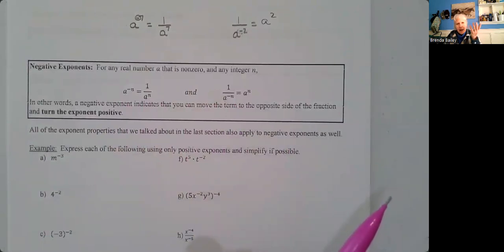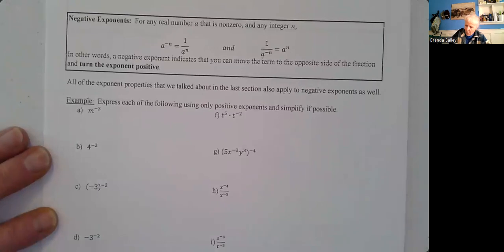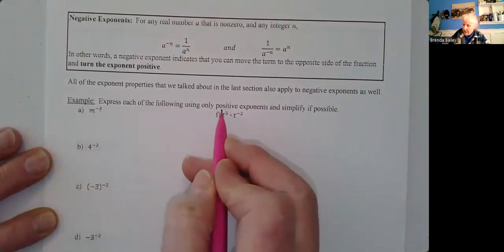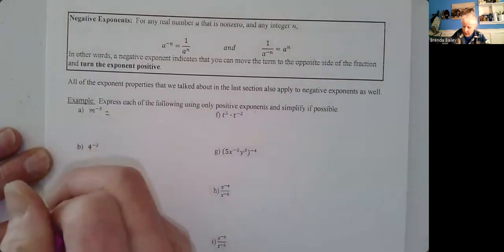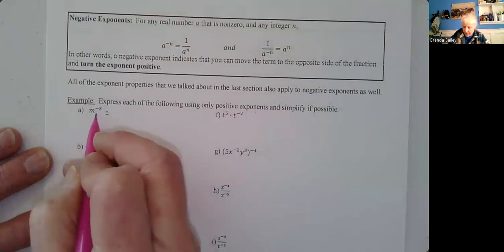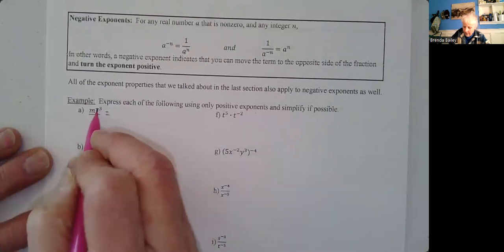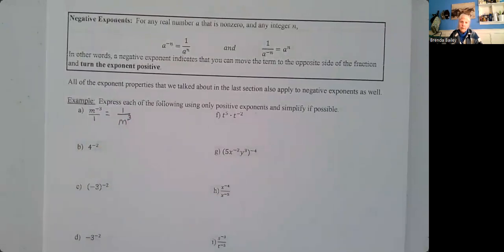All right, well, let's look at this idea here. M to the negative 3. They want you to express using only positive exponents, and then simplify if possible. It's in the numerator. This could be considered over 1. So if I want to get rid of that negative, I simply move it to the denominator and it becomes positive. Change the position. That's it.